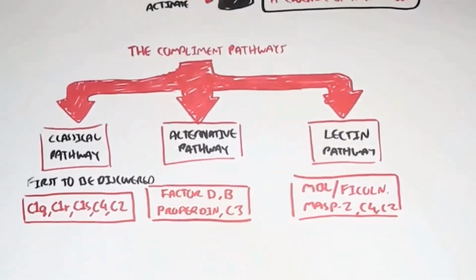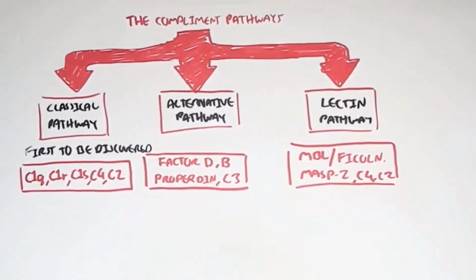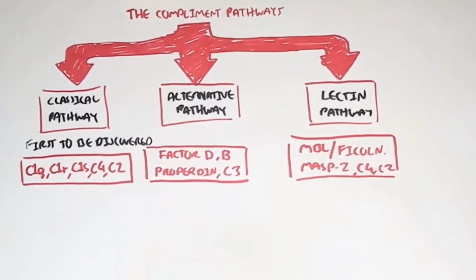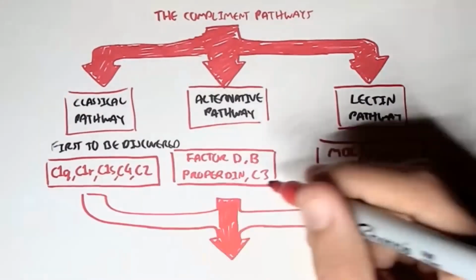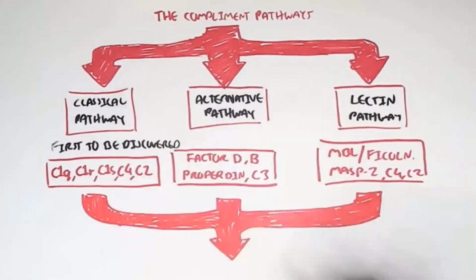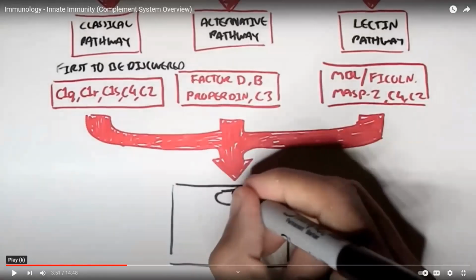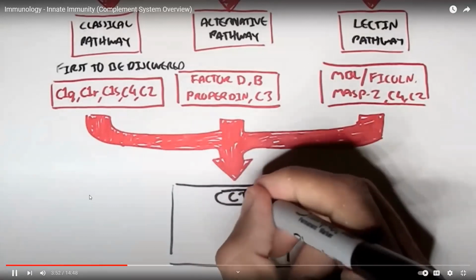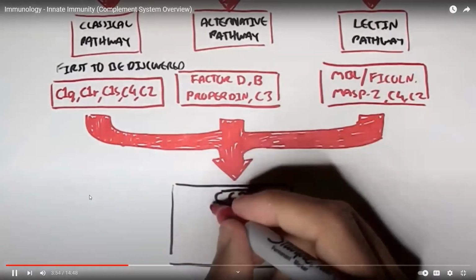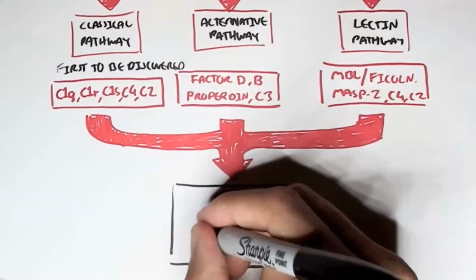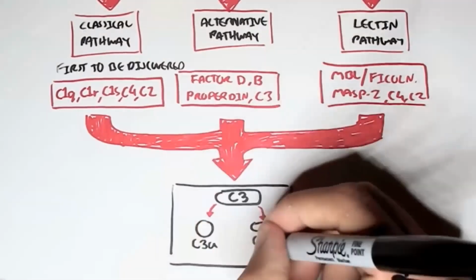Now, honestly, don't be intimidated by all these types of proteins. We will learn about them slowly. But what is important to know about this small diagram is that for the classical pathway, the alternative pathway, and the lectin pathway, all these proteins essentially help in splitting or activating complement protein 3 to make C3a and C3b.